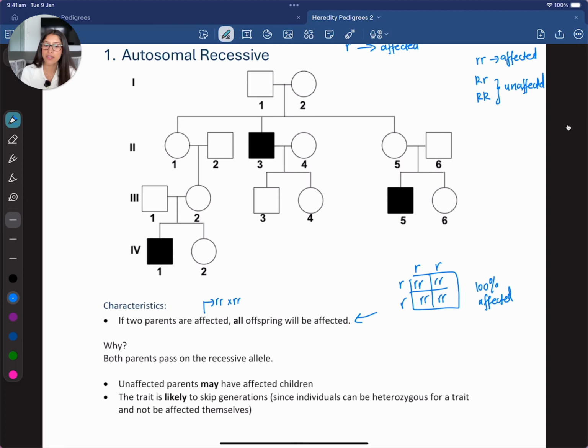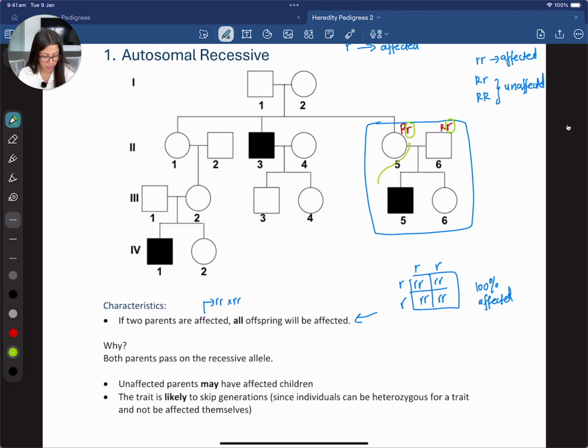Another thing that you might find is that unaffected parents may have affected children. So as you can see here to the right, you can see 2 parents that are unaffected, yet they have an affected offspring. This is one of the main things that you can look out for. Now, the reason for that is these parents may actually be heterozygous. So remember that an individual is going to inherit 1 allele from each parent. So without me even doing a Punnett square, I can tell that this affected individual would have inherited the little r allele from each parent.